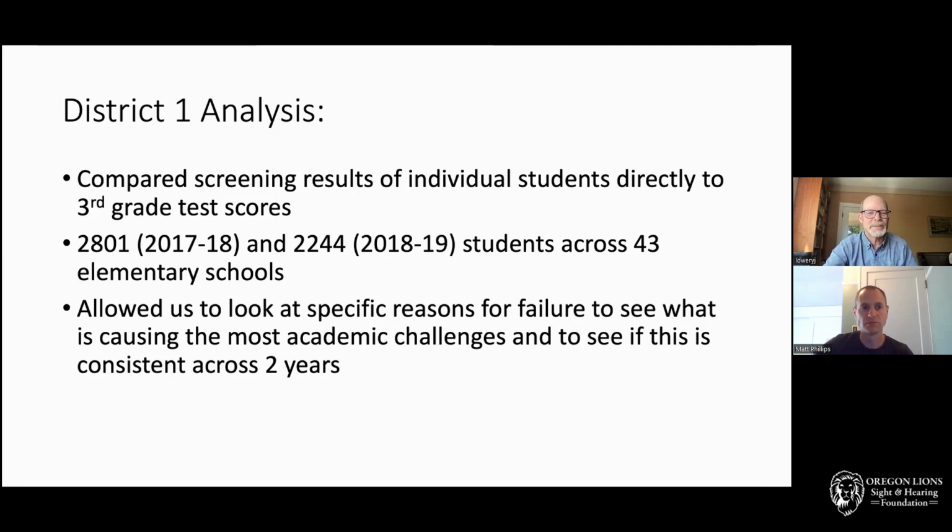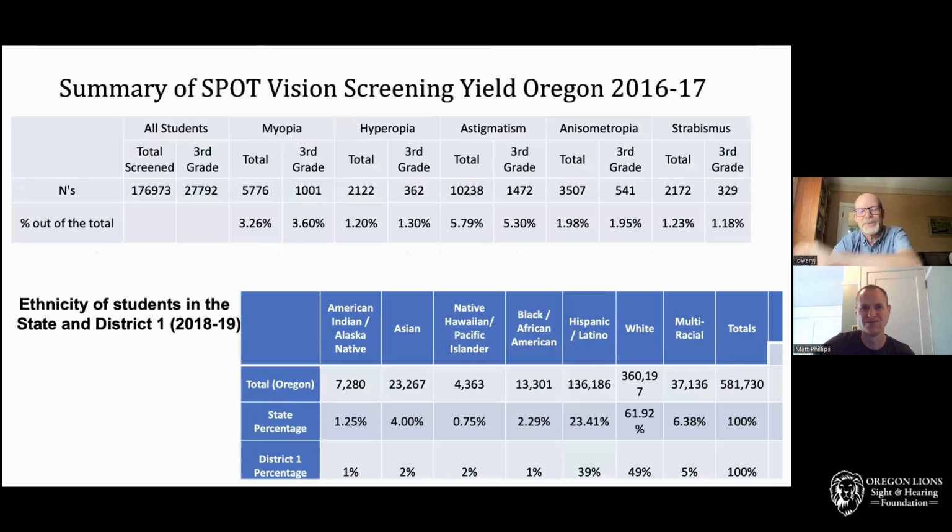So we did that. The Salem-Keizer district was chosen because it's a large district with 43 elementary schools, and all that data for their academics is all collected by one person, which made sharing of that data fairly easy, with Matt helping out. So we wanted to look at specific reasons for failure and then see which ones seem to be correlated with the most academic challenges. And this is just showing the screening yield across the state.